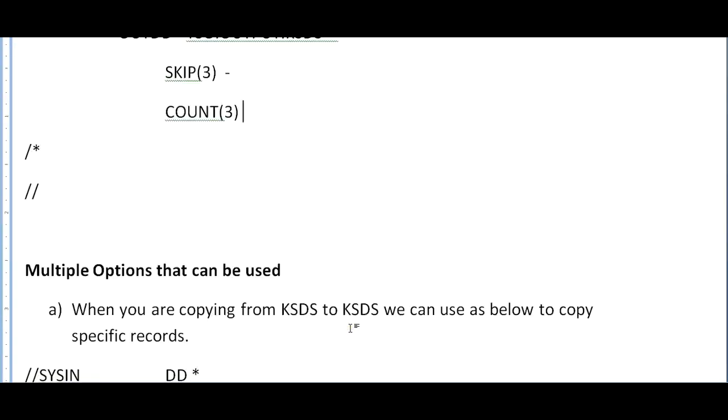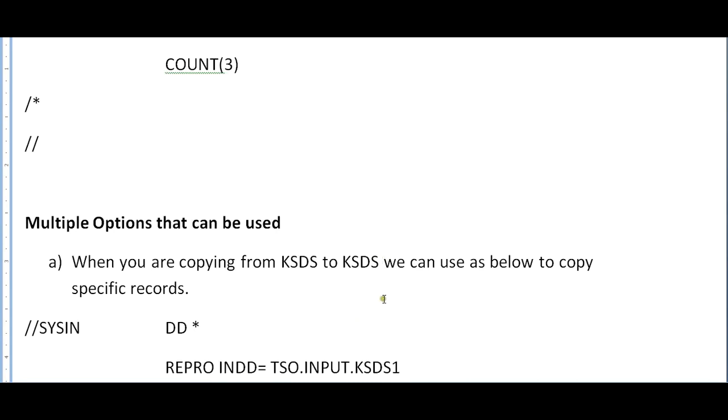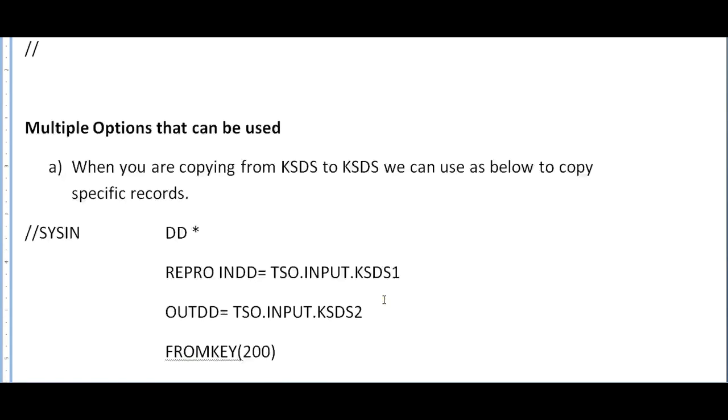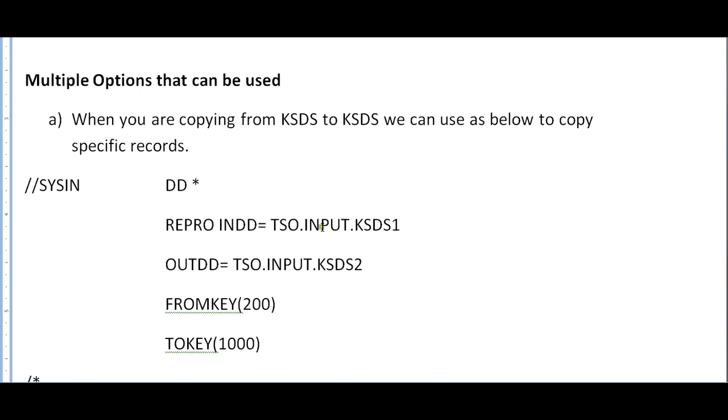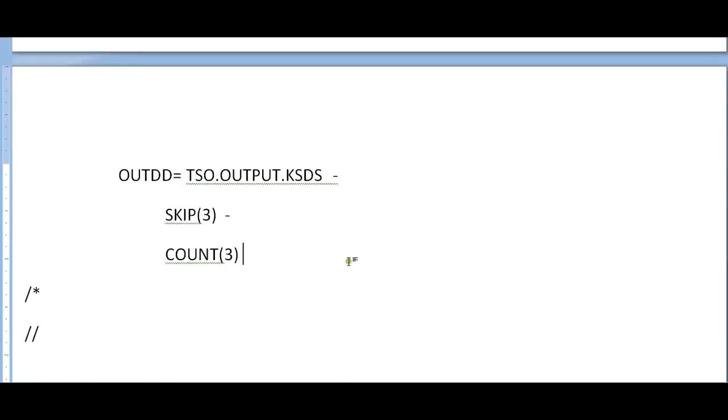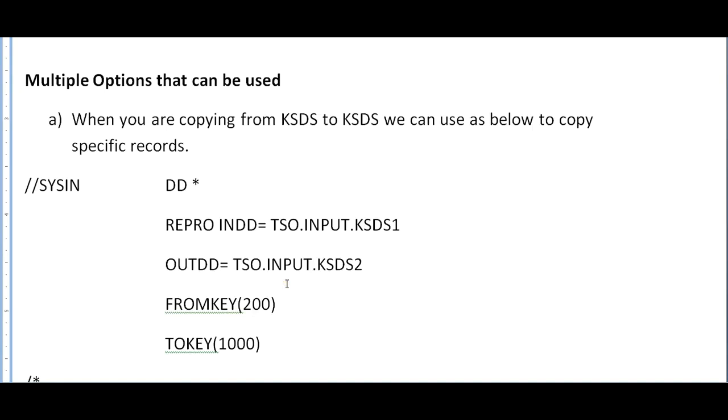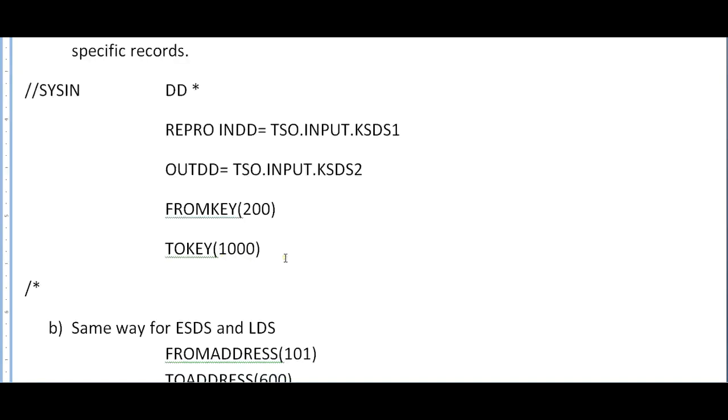There are multiple options that can be used. When you are copying from KSDS to KSDS, we can use the following to copy specific records. Earlier it was from PS to KSDS. If you want to copy from KSDS to KSDS, you have to use key. As we know, KSDS has components, that is the index component and the data component. So for key components, from key 200 to key 1000, I want to copy this specific record range using key.